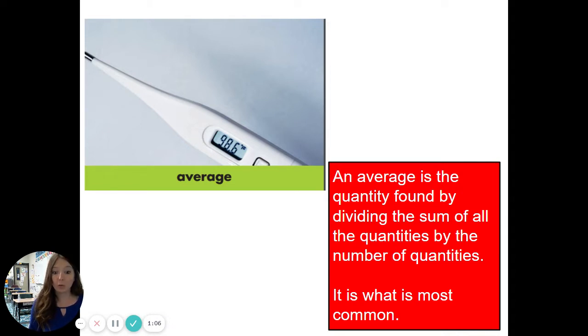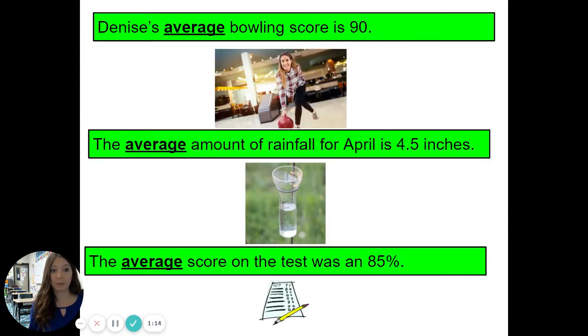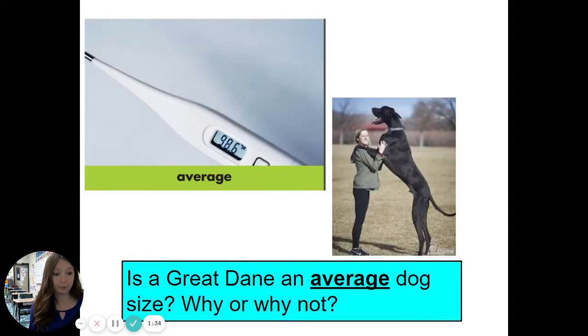It is what is most common, or what most people have, or what most of the numbers are. Denise's average bowling score is 90. That means most of the time her score is 90. The average amount of rainfall for April is 4.5 inches. The average score on the test was an 85%. That means most people got around an 85%. That was what was most common.